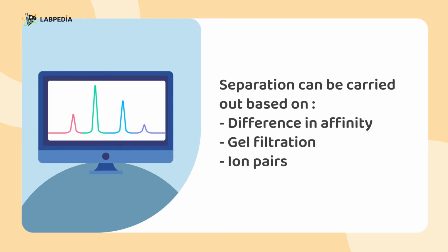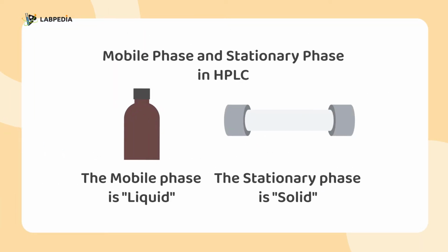Separation can be carried out based on 1. Difference in affinity, 2. Gel filtration, and 3. Ion pairs. Mobile phase and stationary phase in HPLC: the mobile phase is liquid, the stationary phase is solid.